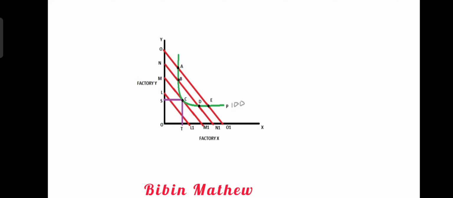The isoquant curve P is tangent to the isocost line MM1. You can see that the curve P is not cutting the isocost line MM1. It is only tangent to it, only touching it at point C, and the point C is known as the producer's equilibrium. So thank you.